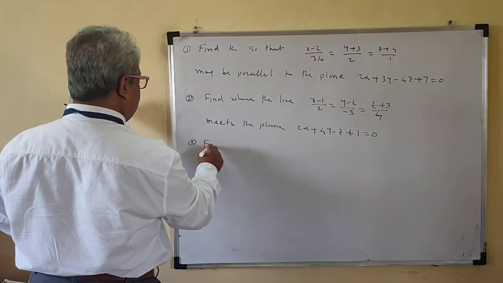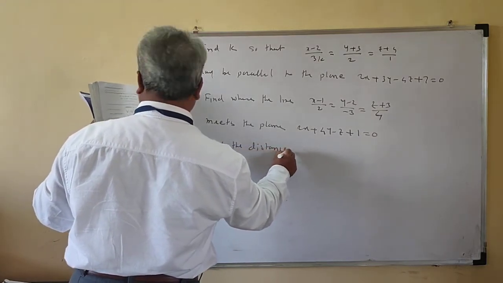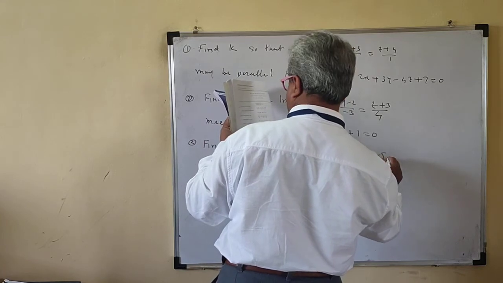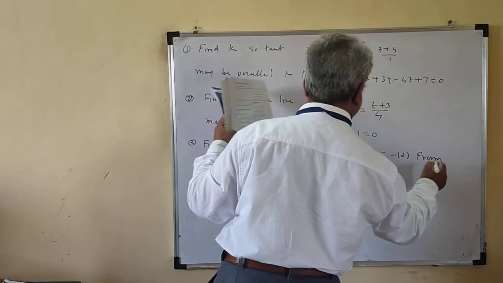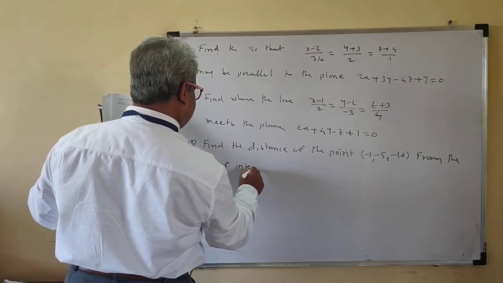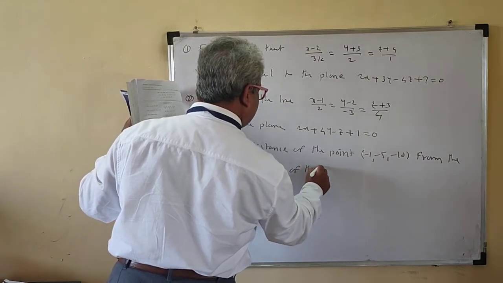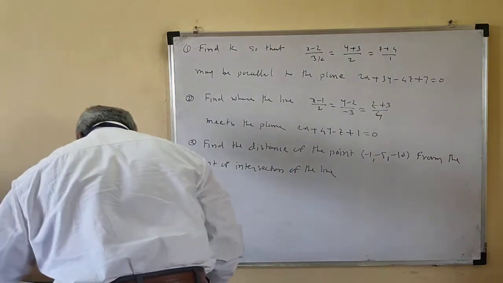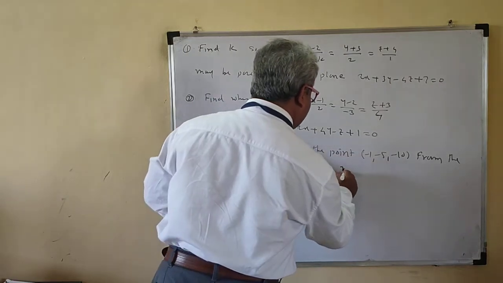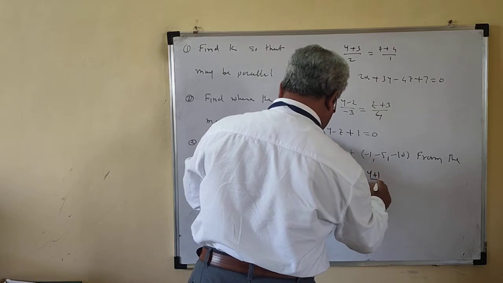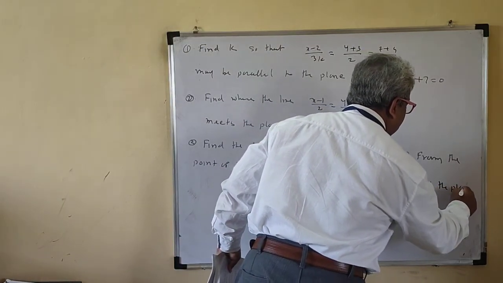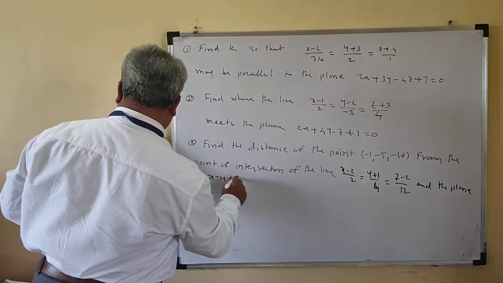And third one, find the distance of the point (minus 1, minus 5, minus 10) from the point of intersection of the line (x minus 2) upon 2, (y plus 1) upon 4, (z minus 2) upon 12, and the plane x minus y plus z is equal to 5.